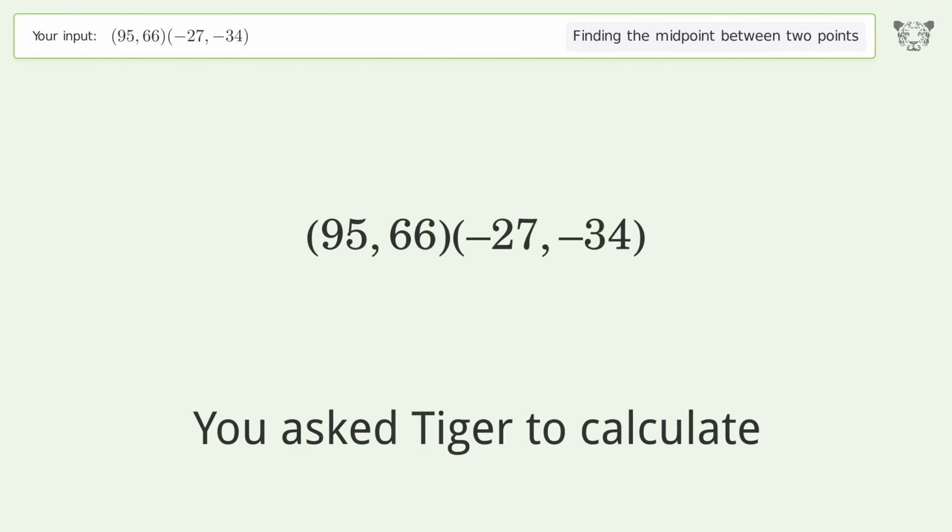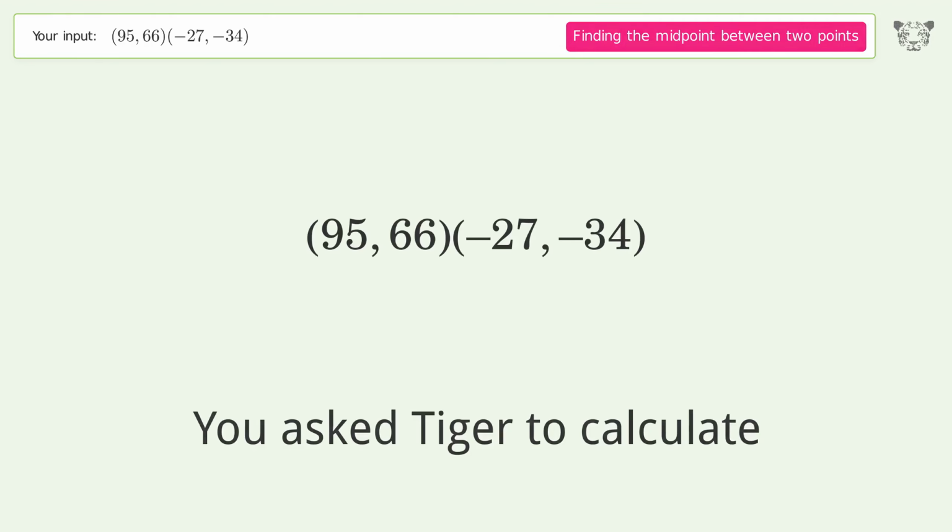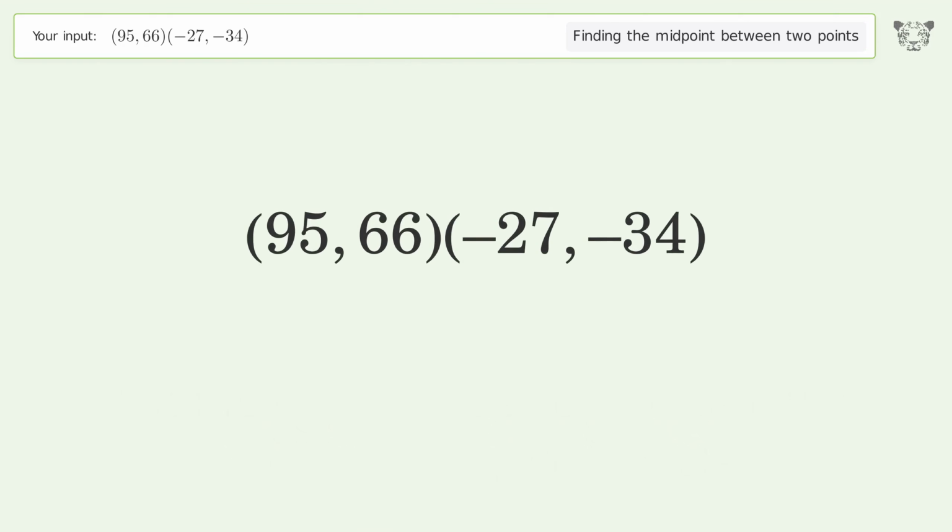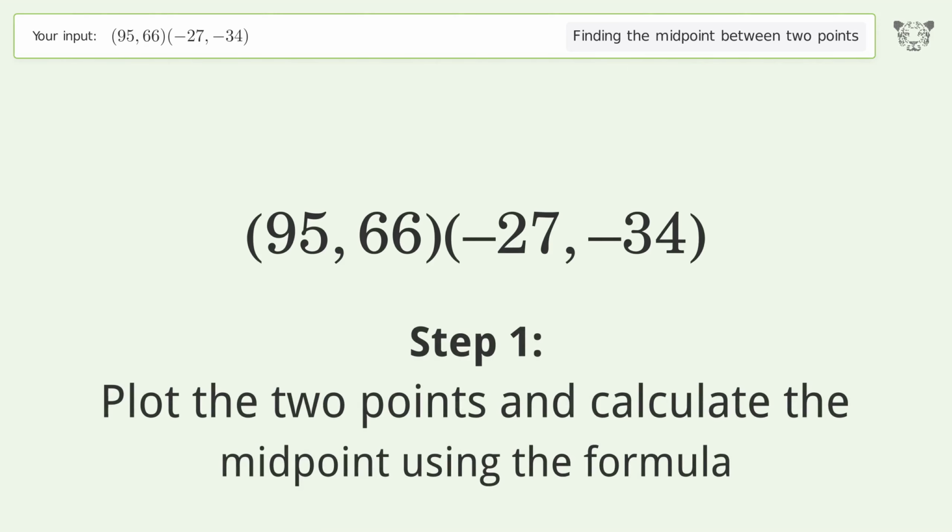You ask Tiger to calculate. This deals with finding the midpoint between 2 points. The midpoint between the 2 points is 34,16. Let's solve it step by step. Plot the 2 points and calculate the midpoint using the formula.